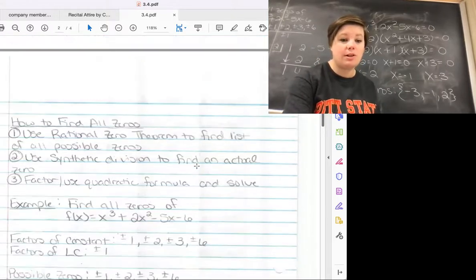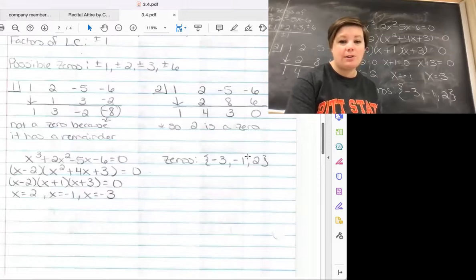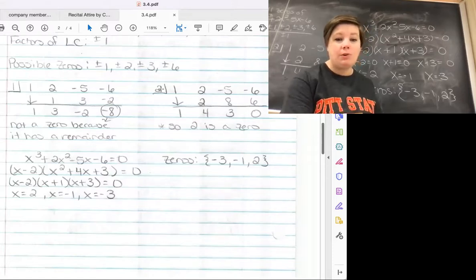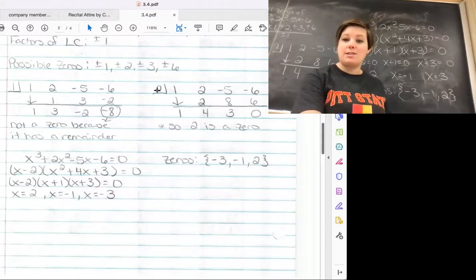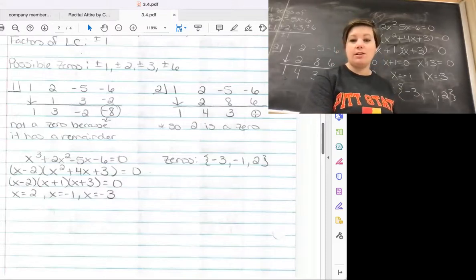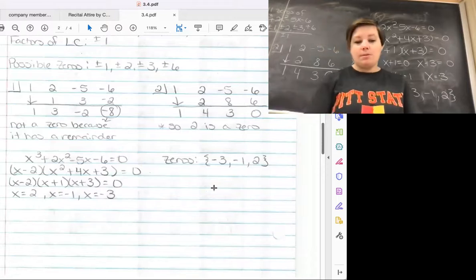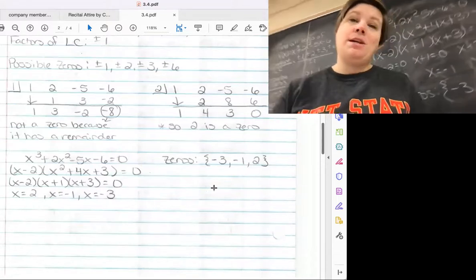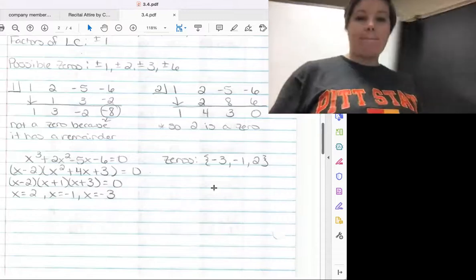So this one was our nice one because all of our answers were rational, and all of our answers, because they were rational, were part of our possible zeros. Negative 3 was a solution, negative 1 was a solution, and 2 was a solution. If we would have plugged negative 1 or negative 3 up here instead of 2, like if we guessed that way, we still would have gotten 0 here, and we would have factored it, and it would have worked the same way. So let's go do one that maybe isn't quite as friendly. Okay.